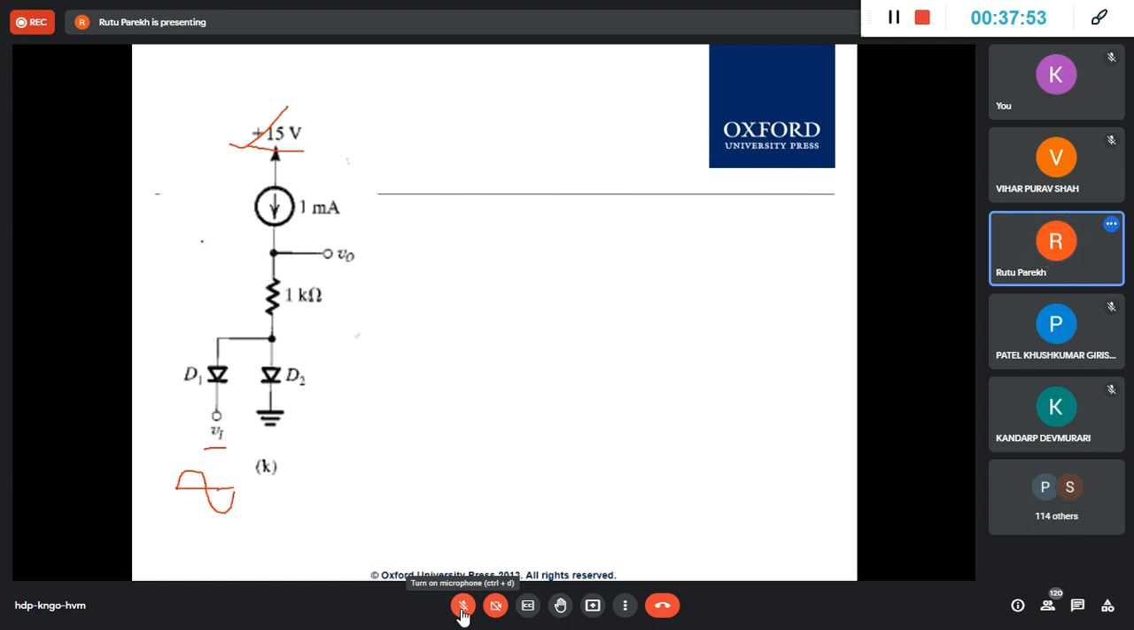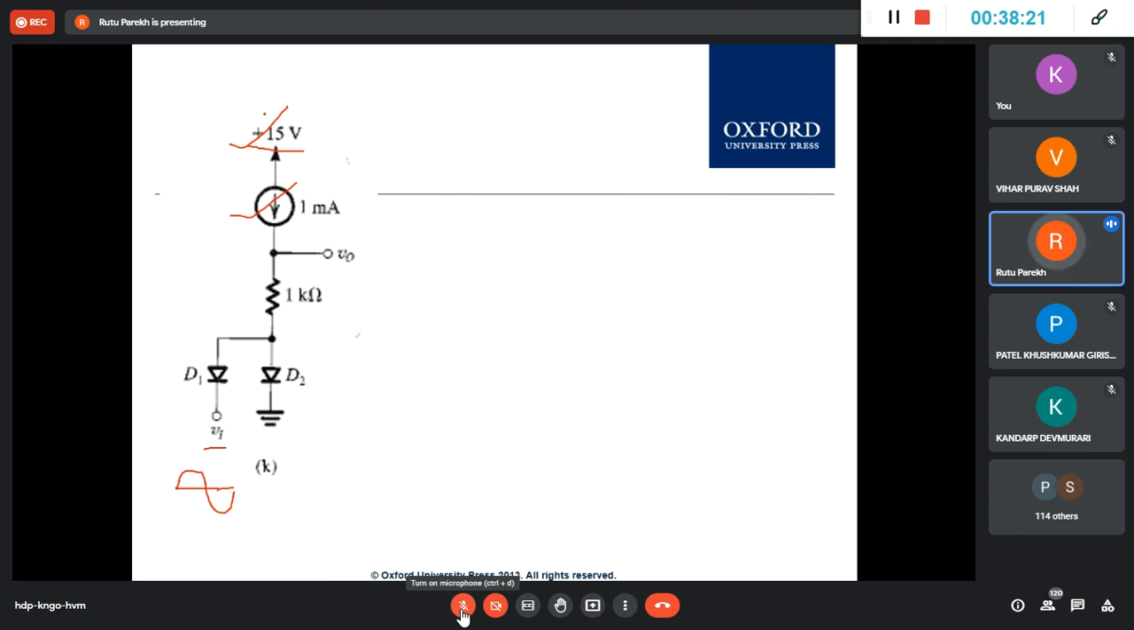Plus 15 volt is there, now 1 milli is there, so what are we going to do? Anybody any idea? We can find the voltage at the point of intersection of D1 and D2. We can find the voltage below the 1K resistor. And you are right. We have to find the voltage and, if needed, the current also.